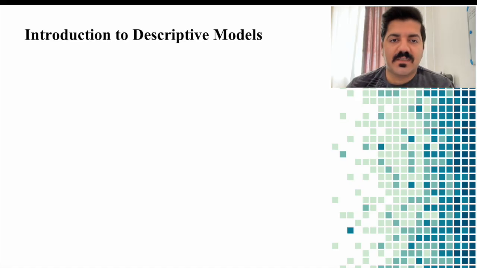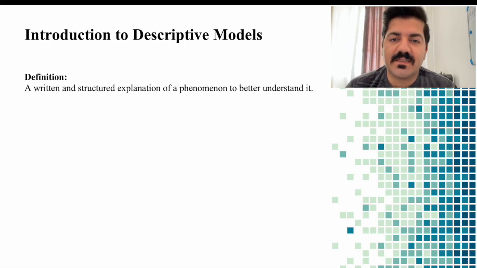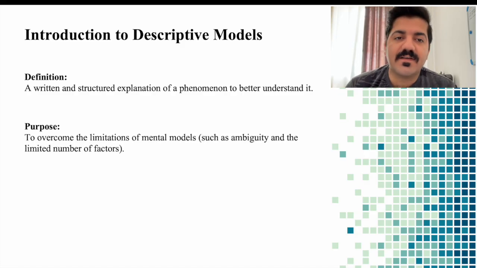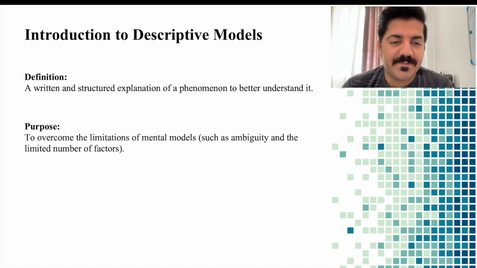Now we arrive at descriptive models. What are descriptive models? They are written explanations that help us understand complex things clearly, unlike fuzzy mental shortcuts in our head. Why do we use descriptive models?